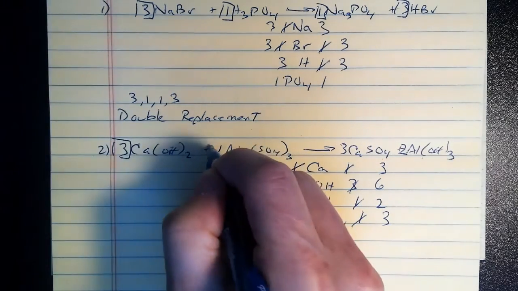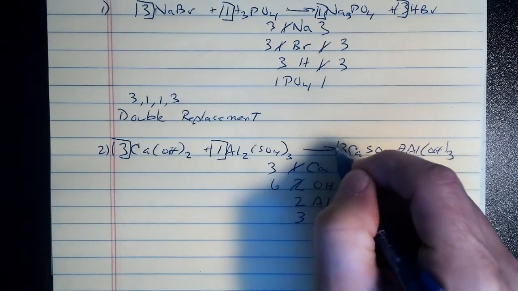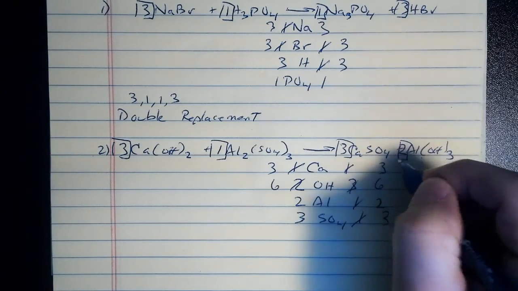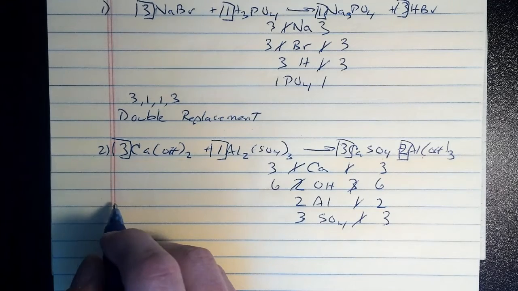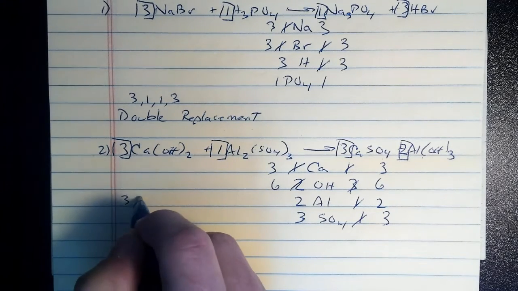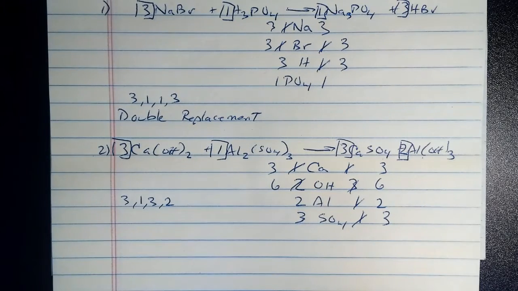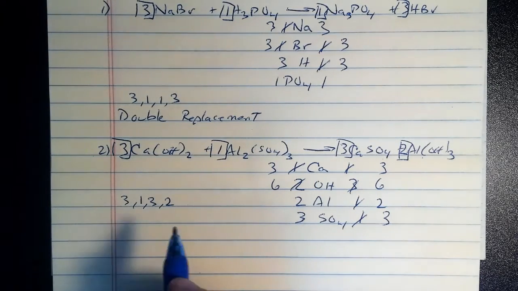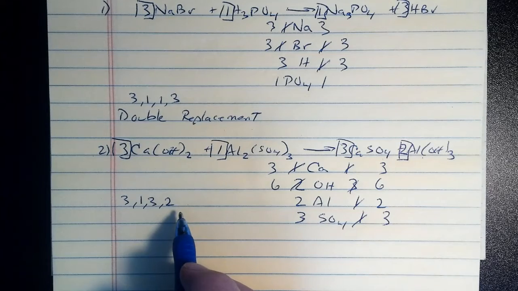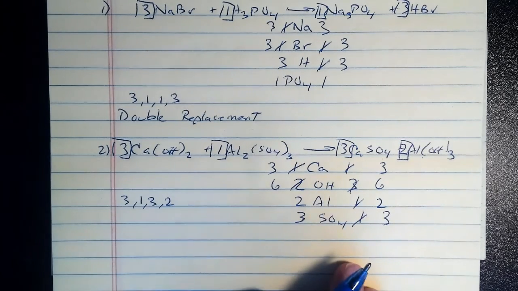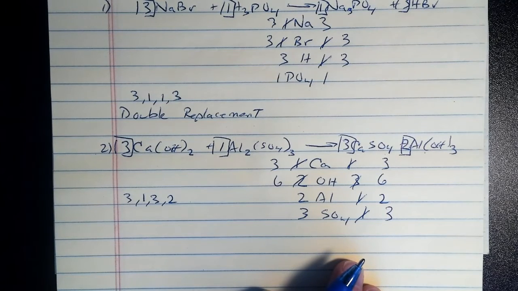Let's box up the puppies. And on a multiple choice test, you are looking for 3, 1, 3, 2. And that's going to be your coefficient ratio or your molar ratio or your mole ratio. It's known by all 3.